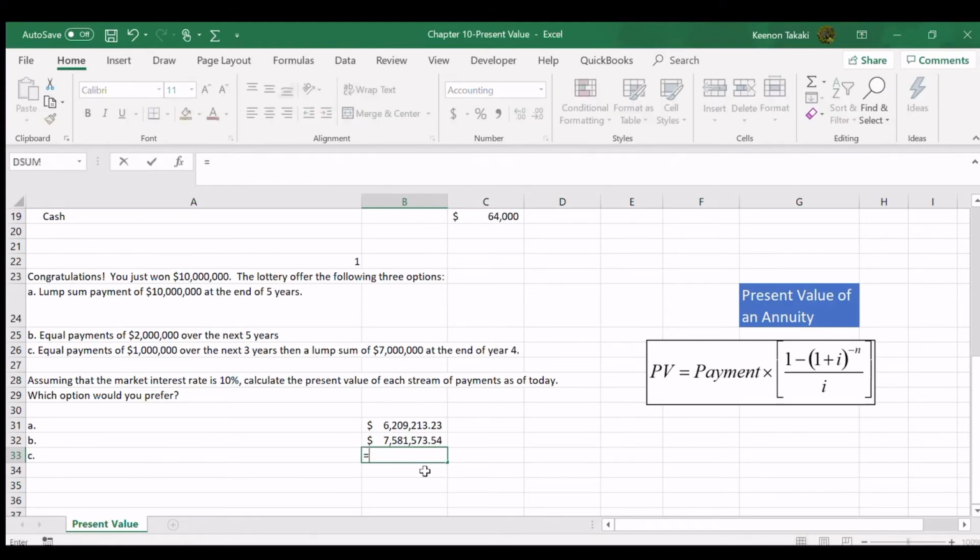And then for part C, we're going to go ahead and use both the present value and the present value of an annuity. So right here, let's just see. I'm going to go ahead and start off by using the annuity formula. So it says equal payments of $1 million over the next 3 years. So we're going to be doing 1 minus 1 plus 0.1 to the power of negative 3. And then we're going to go ahead and divide that by 0.1.